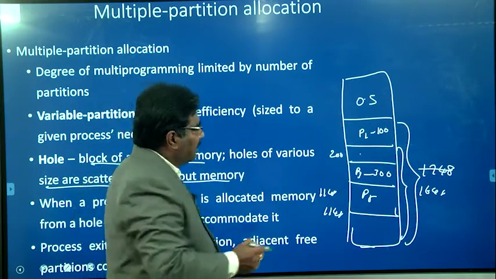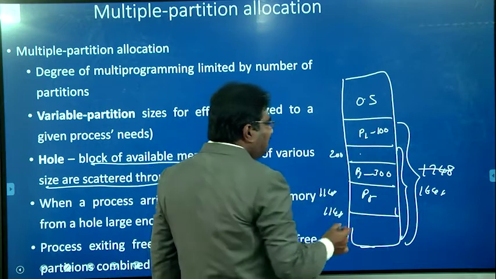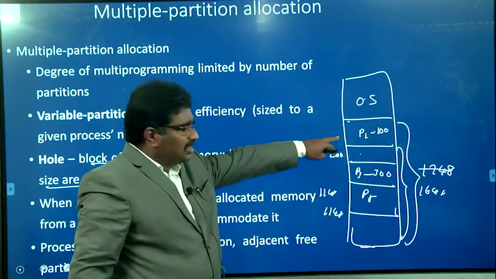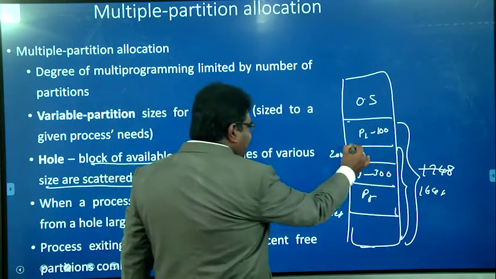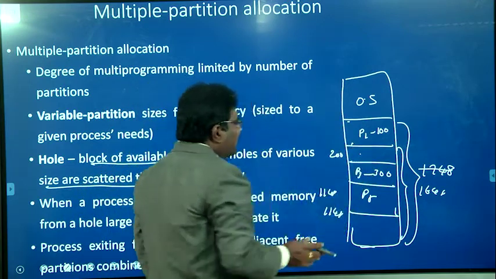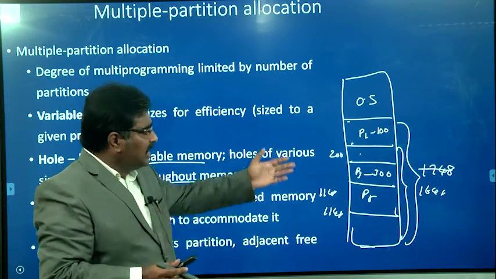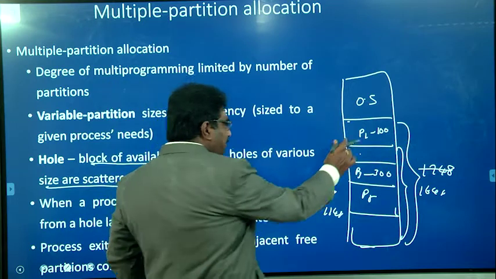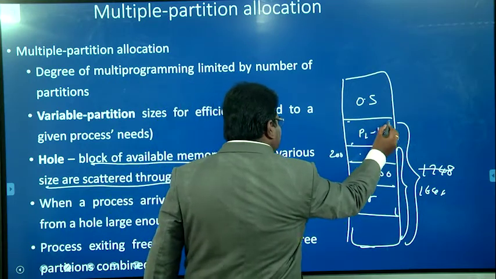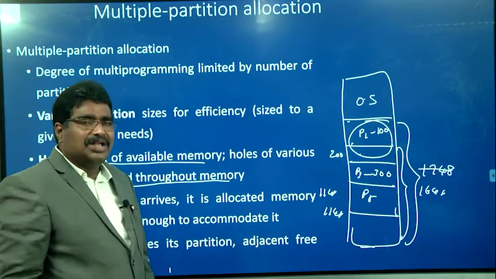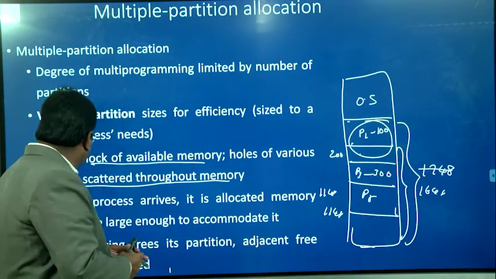We are assuming that after some time P1 completes its execution and releases the memory, so automatically it is also released. Whenever a process releases the memory, it verifies whether there is any free space available adjacent to it, and those are merged. So automatically this entire region is merged as free space. Its size is 300 MB. I hope you are able to understand.